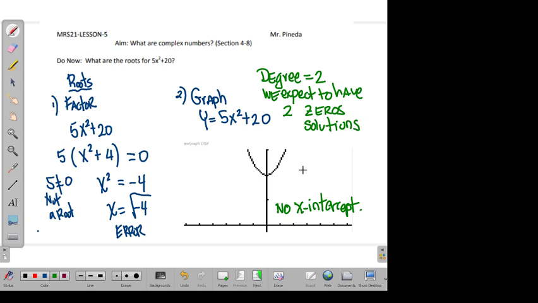Okay. Now, we can see that if you use the factorization method, we get errors. And if we do the graphing, we have no x-intercept. And it's because these 2 methods are trying to find x-intercepts. So they're not going to be able to find them because it doesn't have one. But the promise is still there. The promise is that we should expect 2 answers. So we need to learn how do we get these answers.